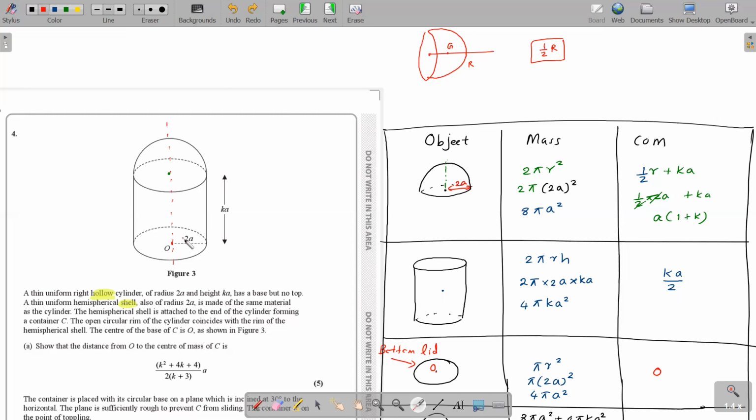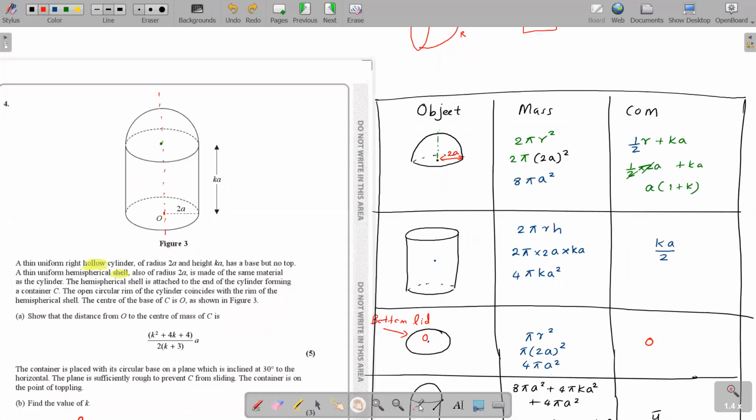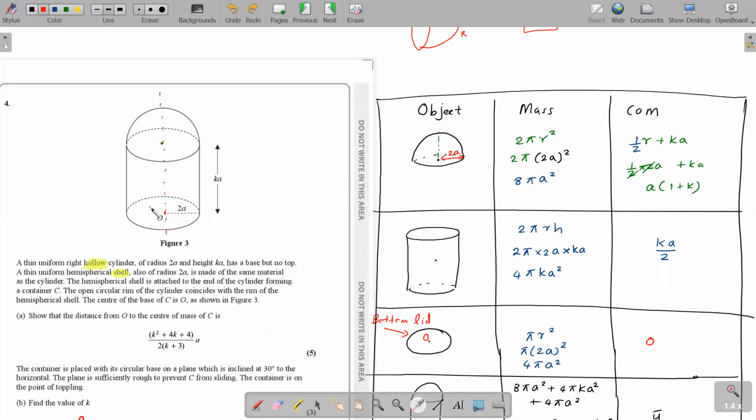And the center of mass from O: the cylinder's center of mass is exactly in the middle, so it's half of Ka. And the bottom lid, you can see I've now taken the bottom lid separately. The center of the bottom lid is directly on this point, right? So the mass is the area of the circle, pi r square. The radius is 2a, so pi into 2a square. So that's this. And the center of mass distance from O is 0.